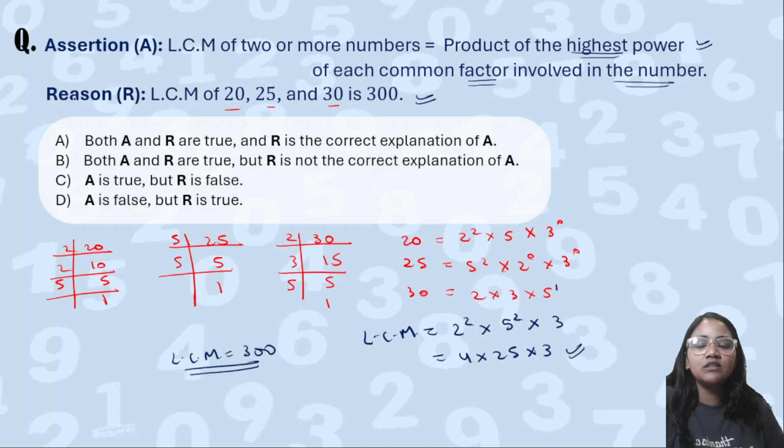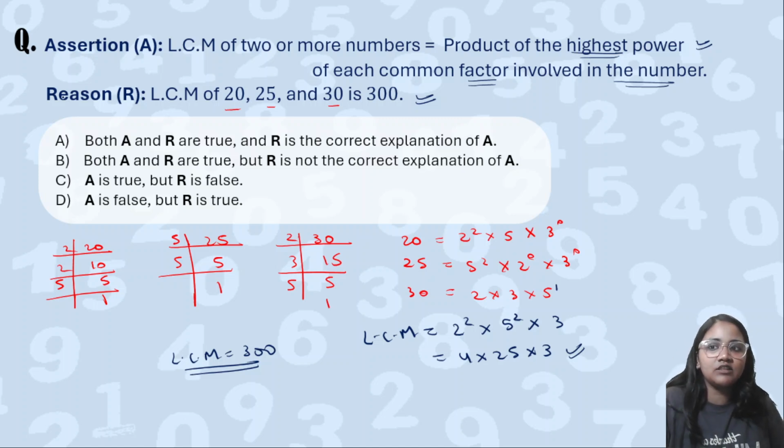But is this reason satisfying the assertion? Like this is true for the assertion? No. You can see if it had been vice versa, if the assertion was this and the reason was this, then we could have said that yes, both A and R are true and R is the correct explanation. But here R is not the correct explanation for the assertion given to us. Instead, the assertion given is the reason why the LCM is 300. I hope this is clear. You have to observe this.